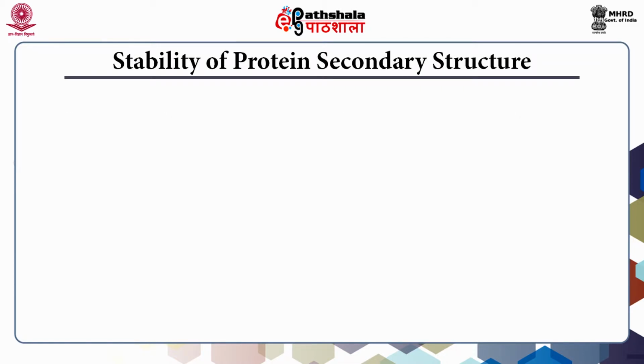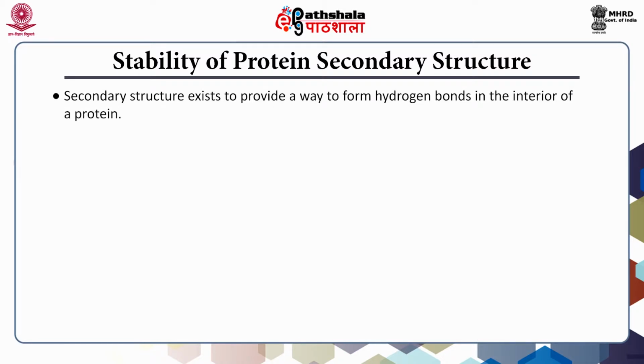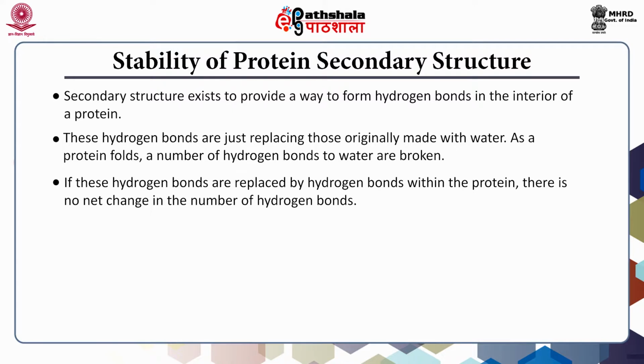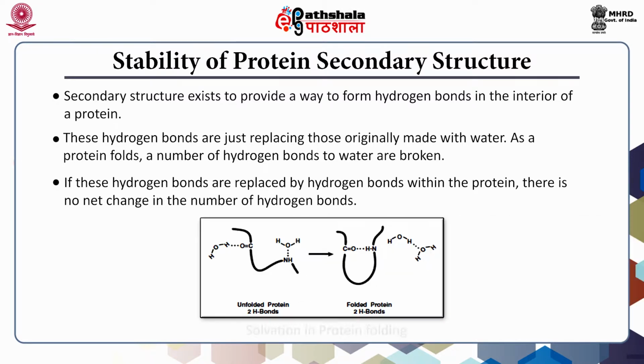Stability of protein secondary structure. The secondary structure exists to provide a way to form hydrogen bonds in the interior of a protein. These hydrogen bonds are just replacing those originally made with water. As the protein folds, a number of hydrogen bonds to water get broken. If these hydrogen bonds are replaced by hydrogen bonds within the protein, there is no net change in the number of hydrogen bonds. The figure below shows the solvation process in protein folding.